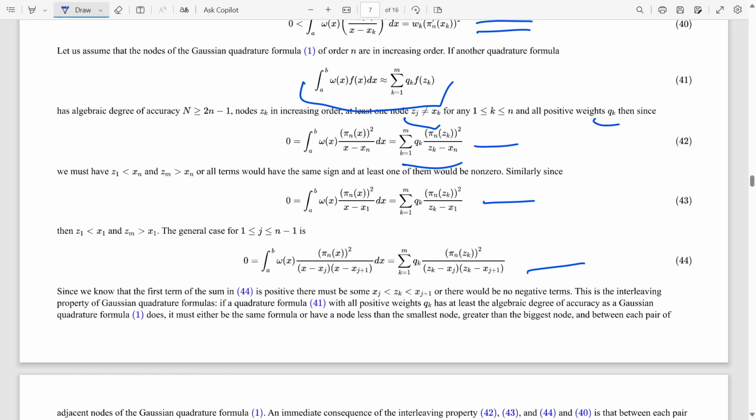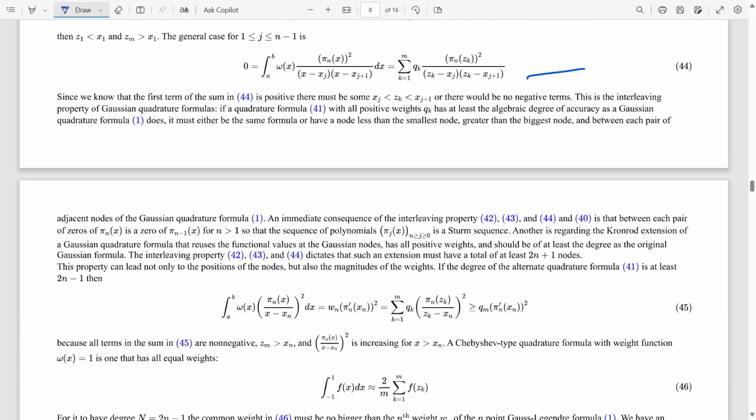and it implies, first off, that between each pair of zeros of pi n of x, there's a zero of pi n minus 1 of x, well, if n is bigger than 1. So the sequence of orthogonal polynomials in decreasing degree order is a Sturm sequence.